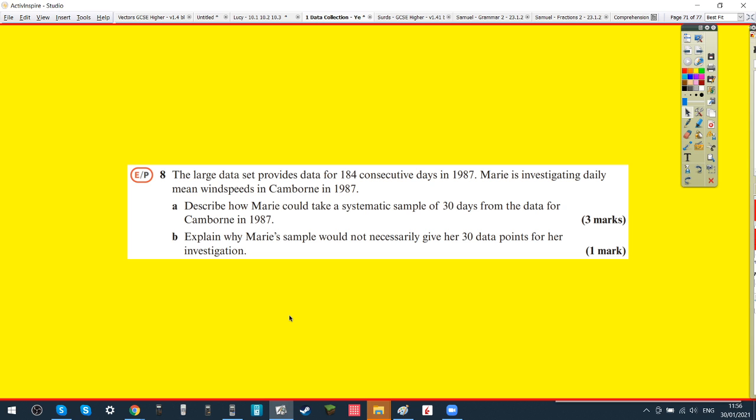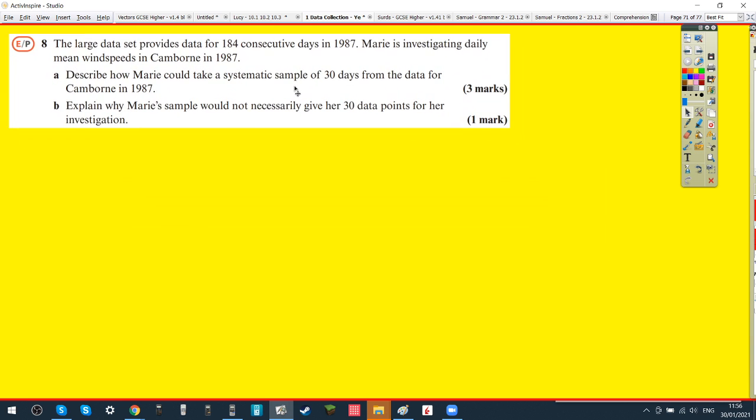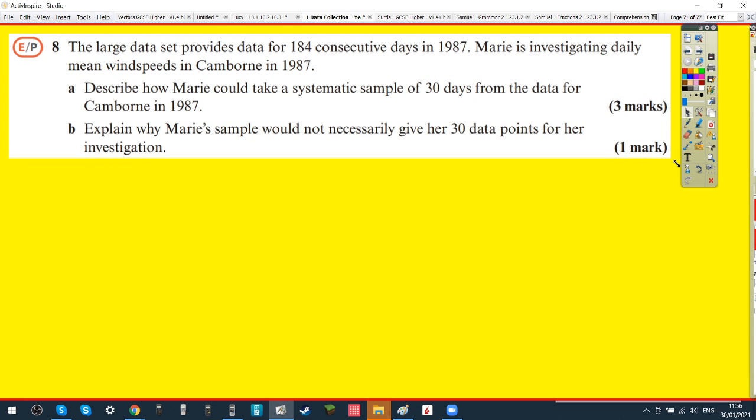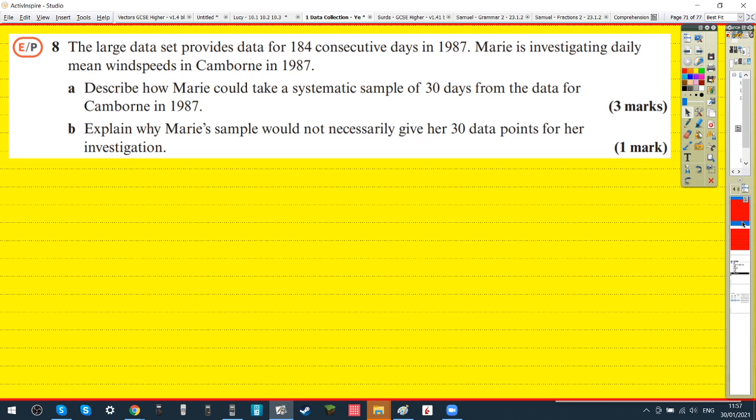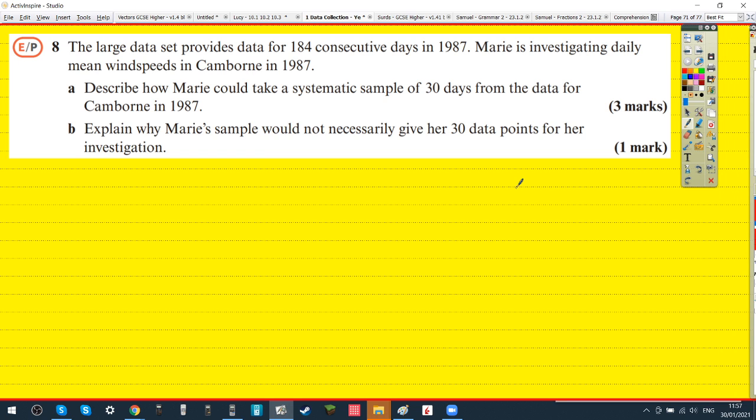Let me see. Systematic sampling. Oh, so here they actually told you 184 days. And they wanted a sample of 30. Yeah. So what would you do there? So would you divide 30 by 184? Yeah, 184 divided by 30. And then you multiply that by 184, right? Then it would go back to being 184.